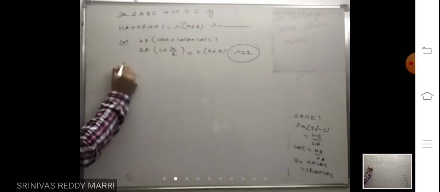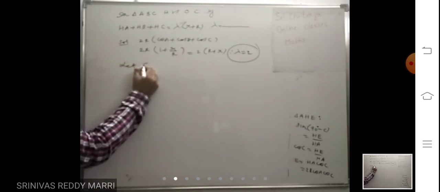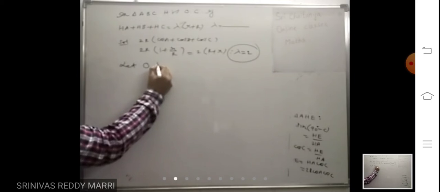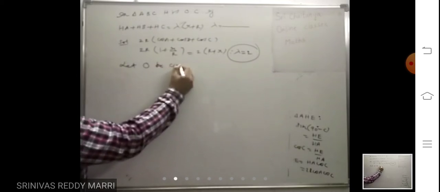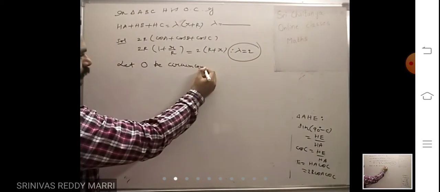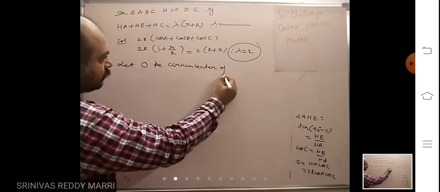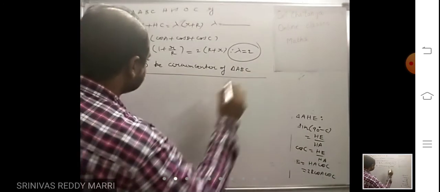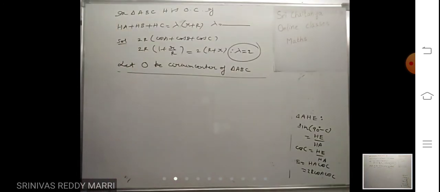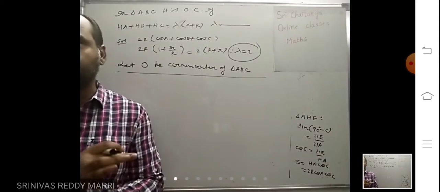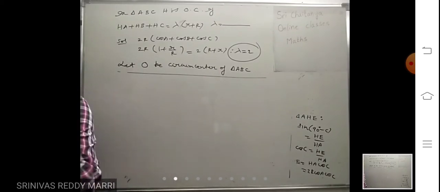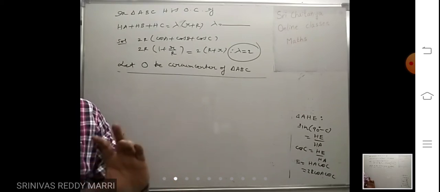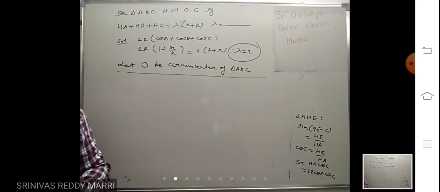Let O be the circumcenter of triangle ABC. Generally it will be denoted by O, or in some cases by S. In the problem he will give O is the circumcenter, or S is the circumcenter. So let us say for the time being O is the circumcenter.